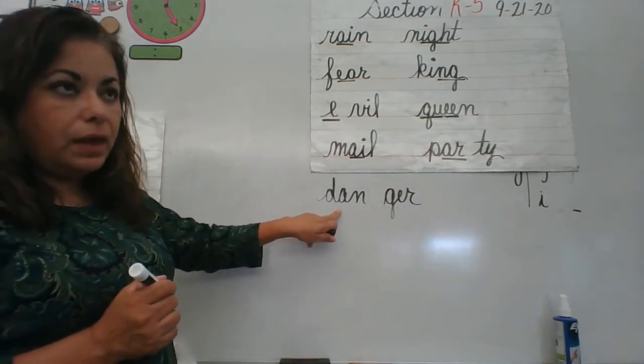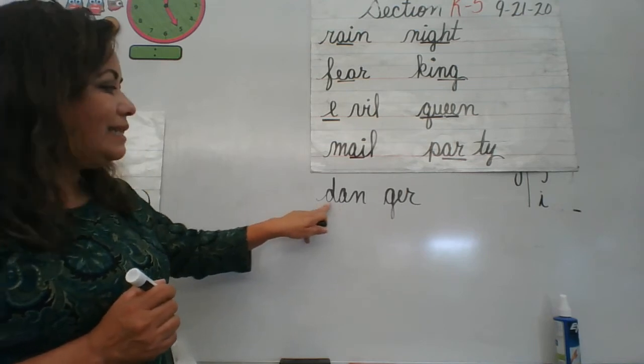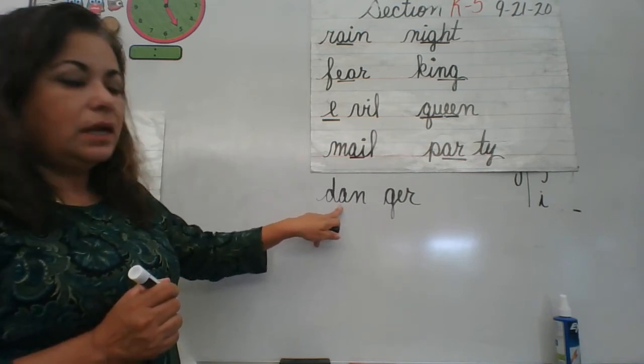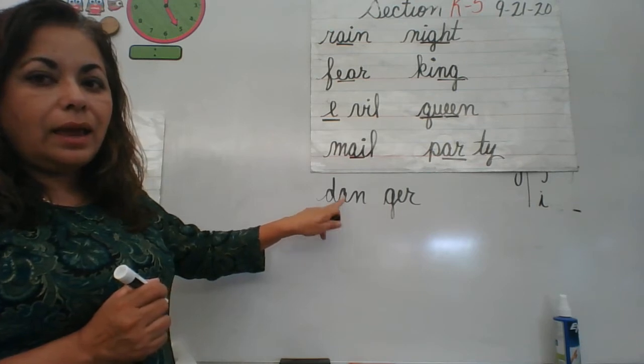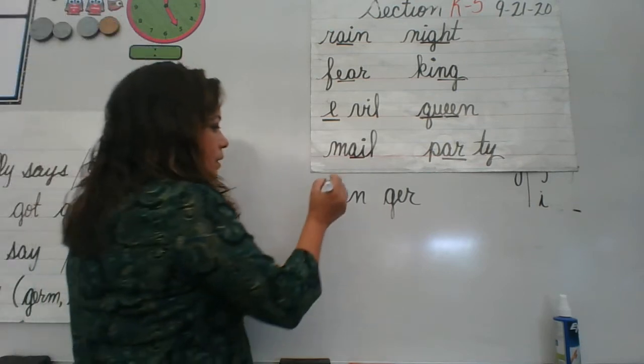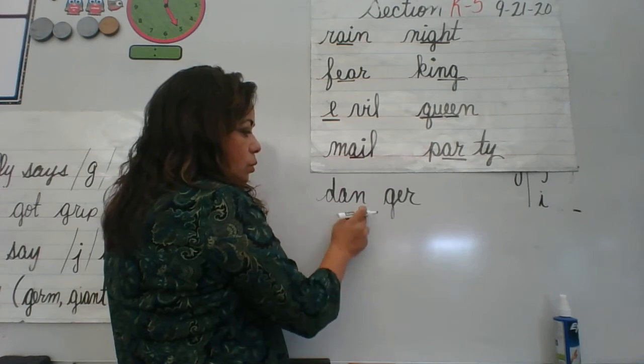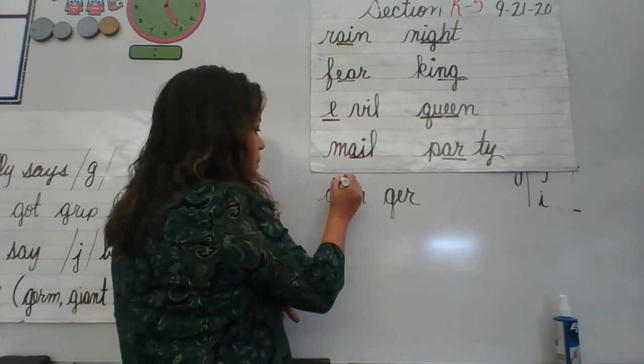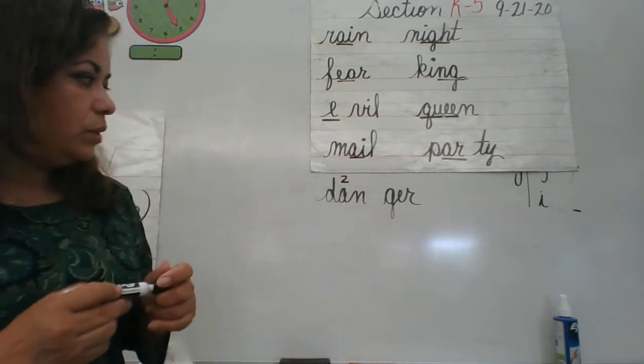Vowels, the A has 3 sounds. A, ah. Dane, it's saying A. It's saying a second sound, isn't it? There's no rule there to tell it to say A, so we're going to put a 2 so that we know it's the second sound of A.